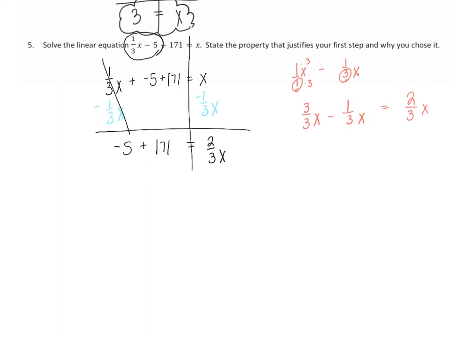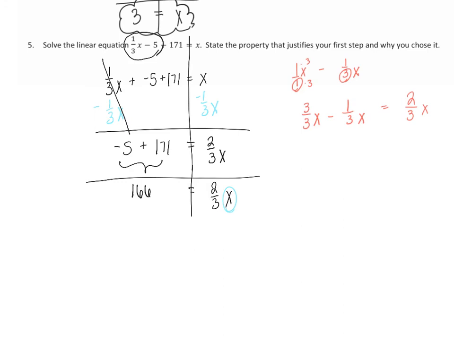All right, last thing I'm going to do over here is combine these like terms. Well, not the last thing I'm going to do, but last thing I'm going to do on the left side, I think. And so I have a negative 5 plus a 171. That's the same as saying 171 take away 5, okay? Do it on my calculator real quick. This becomes 166 equals 2/3 times x.